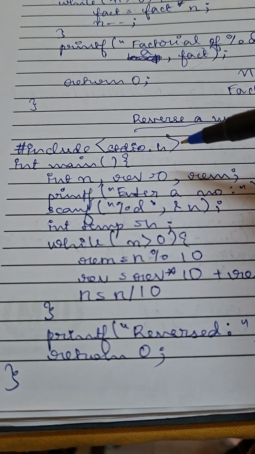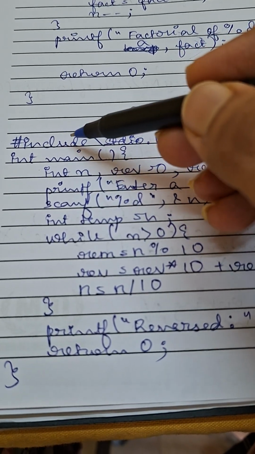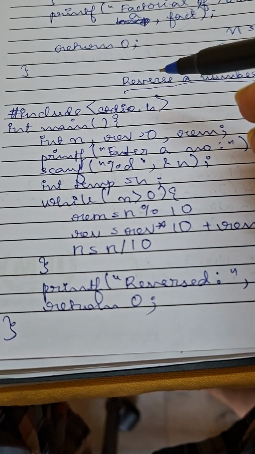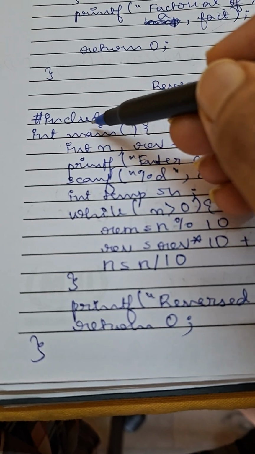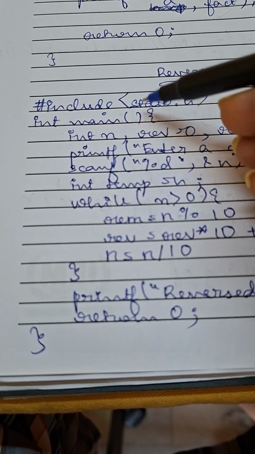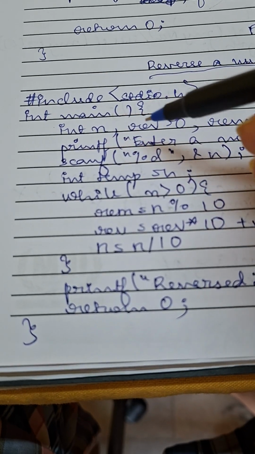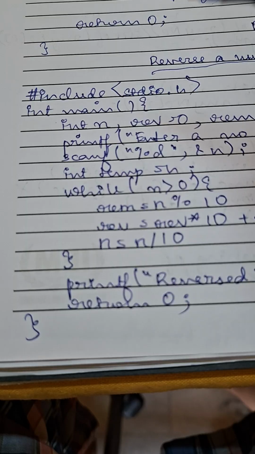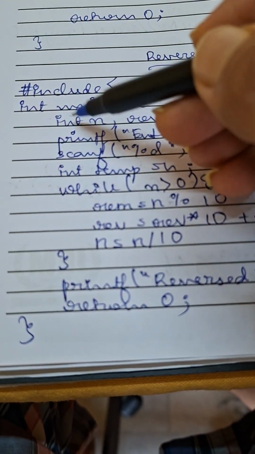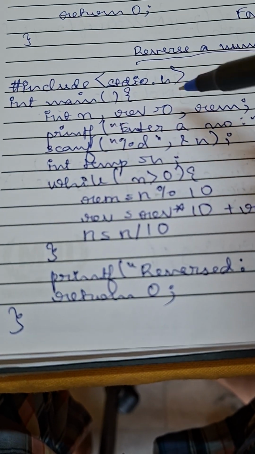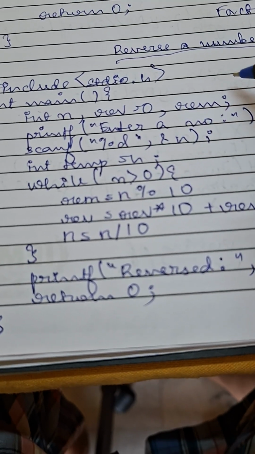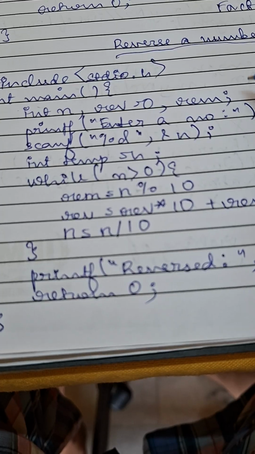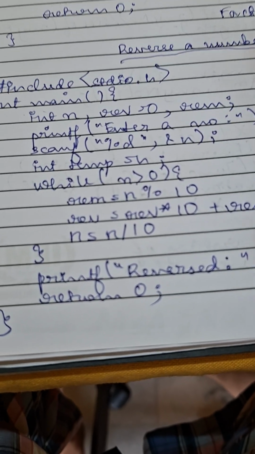Here, as said, we will write the include statement, stdio.h, the standard input output library. Int main, we take the main block. First we are taking some variables, initializing n as an integer, comma rev equal to 0, comma rem.